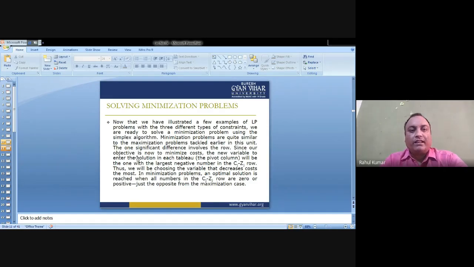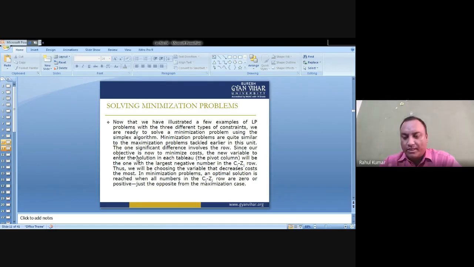The one significant difference involves the row. Since our objective is now to minimize the cost, the variable to enter the solution in each tabulation will be the one with the greatest negative number in the Cj minus Zj row. Thus, we'll be choosing the variables that decrease cost the most.